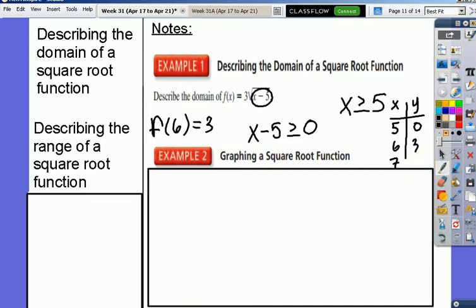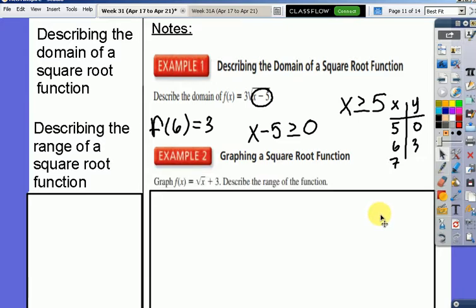Okay. So describing the range. Range, remember, is up and down. It's the y, it's the vertical axis that we're discussing here. So I just copied this from the book because they did a pretty good job explaining it. Sometimes they do, sometimes they don't.